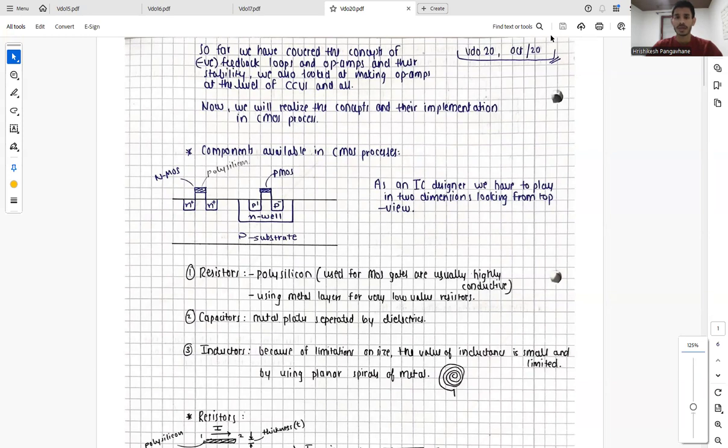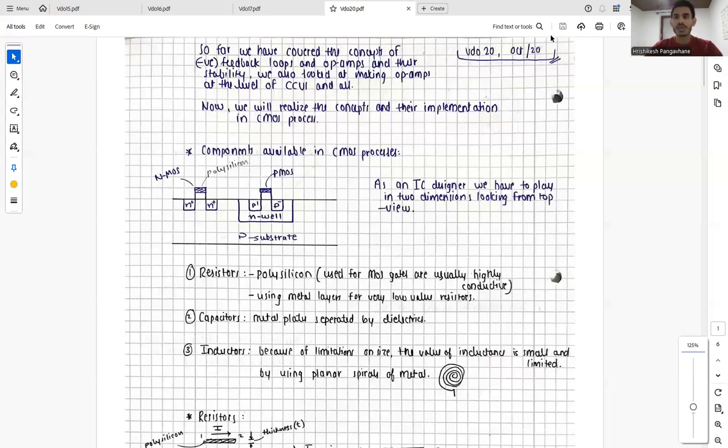And in this video, we are shifting gears, and from this video onwards, we are talking about CMOS processes and implementation in CMOS processes. As of now, we have covered the concepts of negative feedback loop, op-amps in negative feedback loop, their stability, and we also looked at the making of op-amps at the level of current controlled voltage sources and voltage sources. Now let's deepen the process, and now we will realize the concepts and their implementation in CMOS processes.